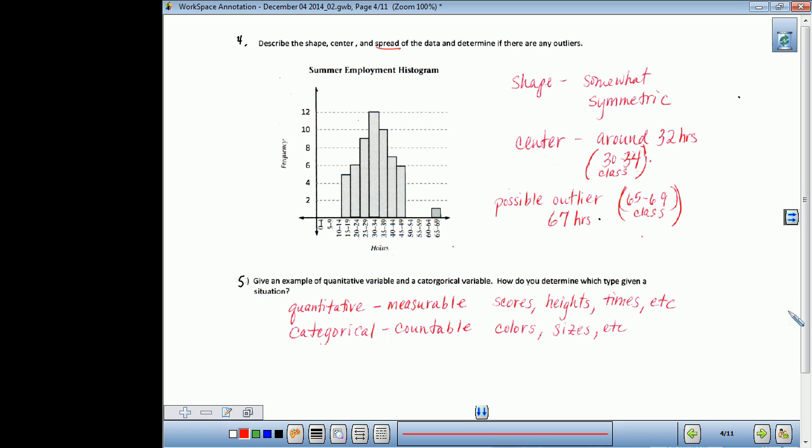All right. So this one, did you call it somewhat symmetric? Yes. If we folded it down here, it would be somewhat symmetric, except for that one little piece right there. So, can we determine using the 1.5 IQR rule if that is an outlier? No. We don't have enough information to determine that.